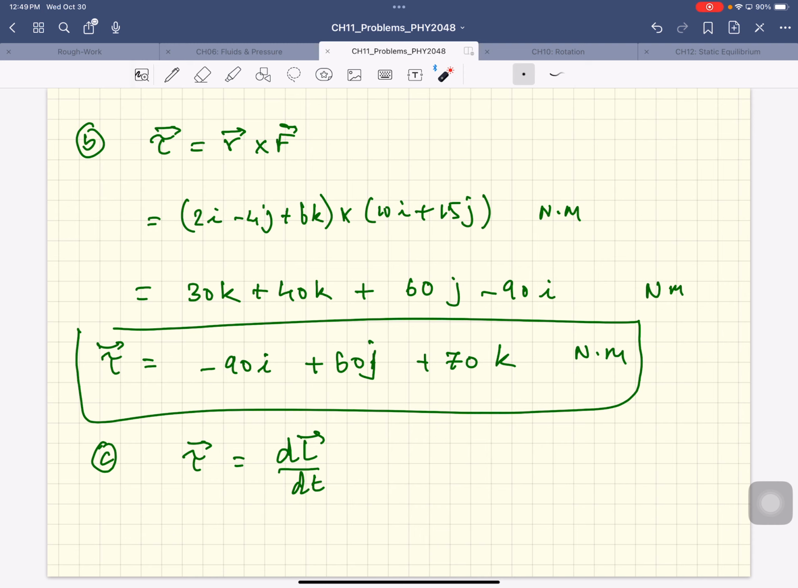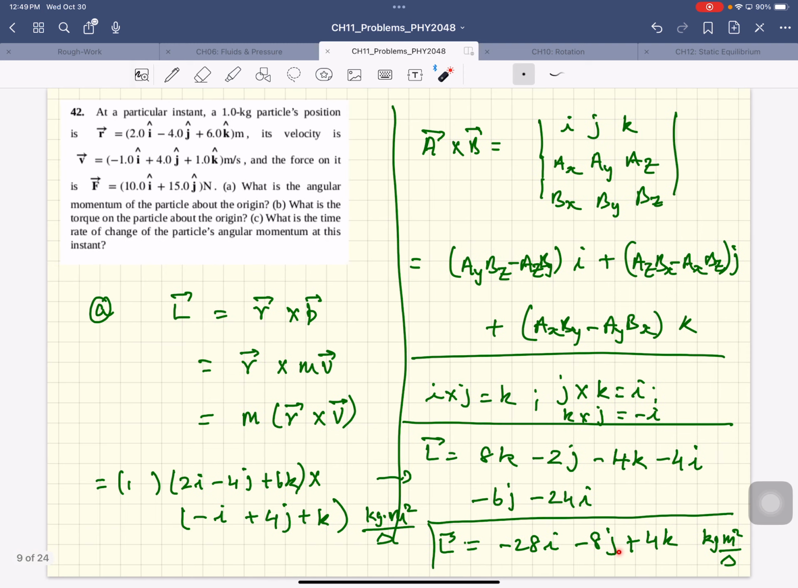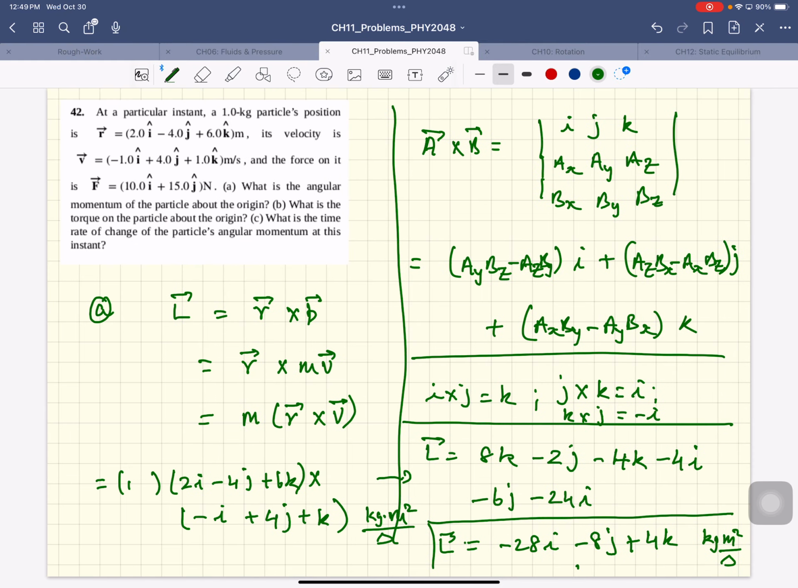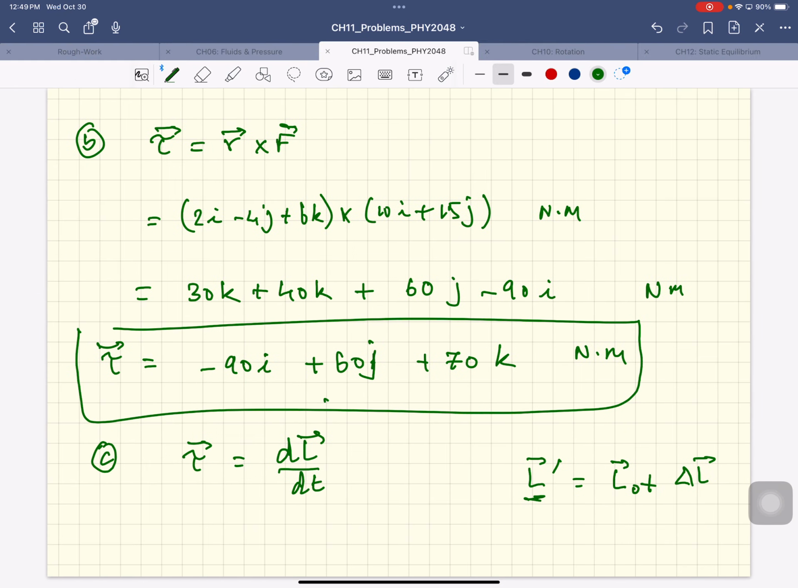So this is the angular momentum at time t equal to 0. In 1 second, the angular momentum will have changed by that much. So if you are to write the angular momentum 1 second later, it's the angular momentum at time 0 plus this change. So 1 second later, this would be the angular momentum, which would be this vector plus that vector. All right, so that's what all that means.